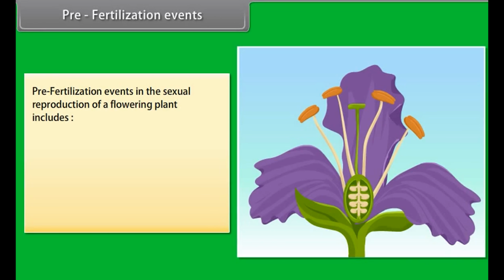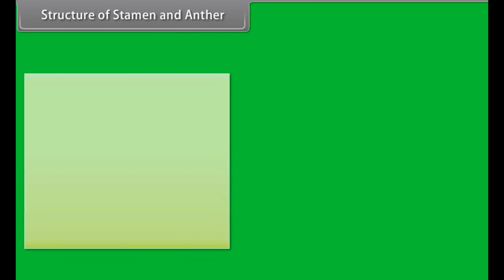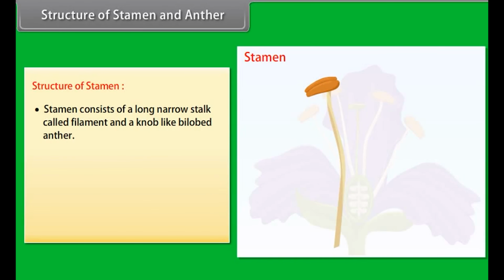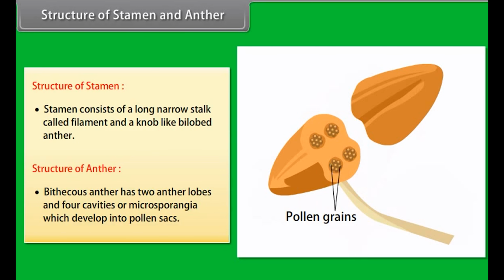Pre-fertilization events. Pre-fertilization events in the sexual reproduction of a flowering plant include microsporogenesis and development of pollen grains, megasporogenesis and development of female gametophyte. Structure of stamen and anther. Stamen consists of a long narrow stalk called filament and a knob-like bilobed anther. Structure of anther. A bithecous anther has two anther lobes and four cavities or microsporangia which develop into pollen sacs.